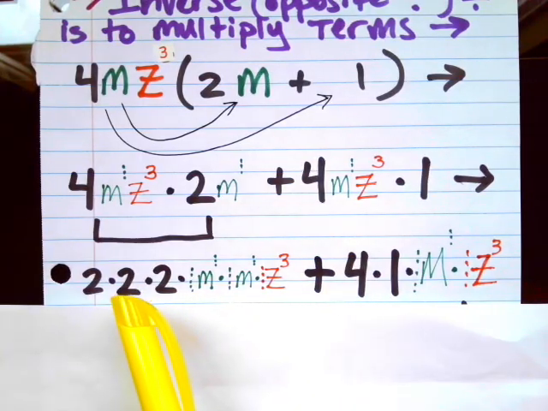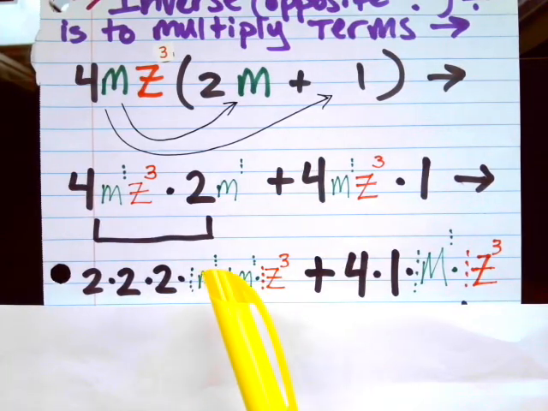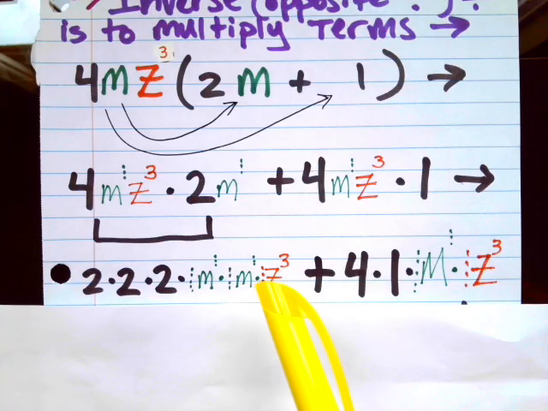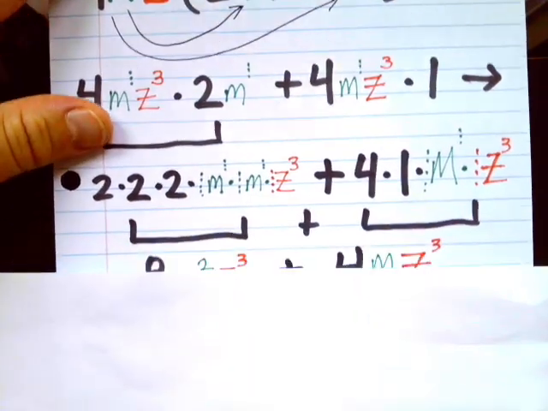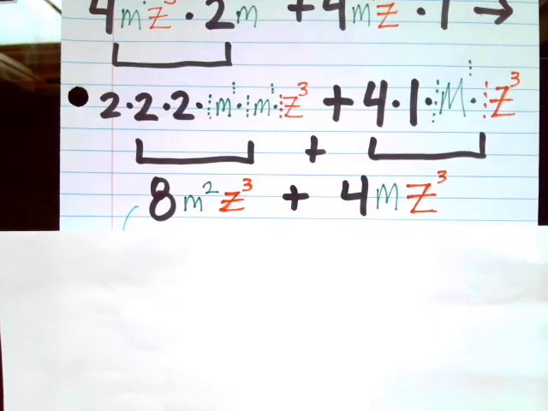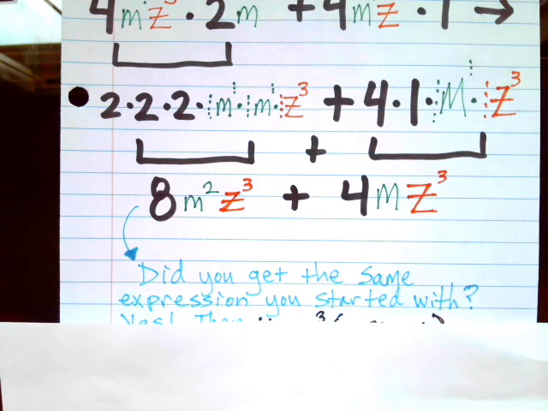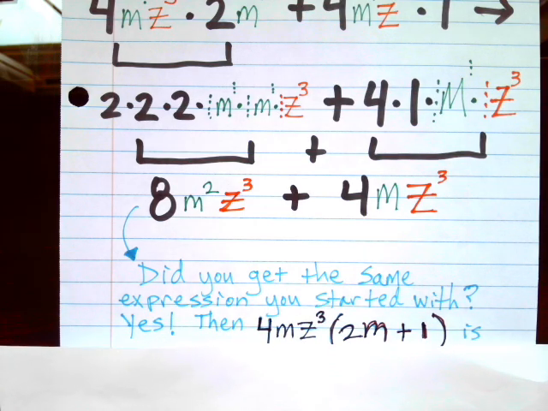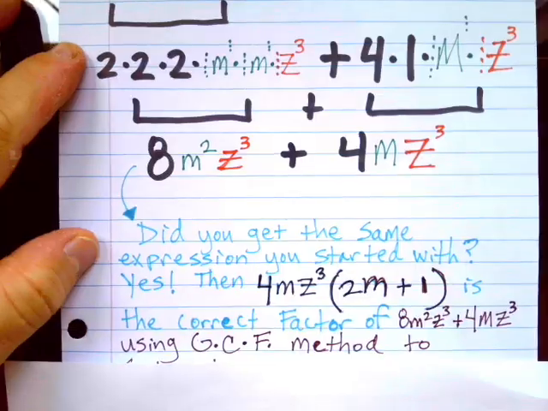2 times 2 is 4. 4 times the 2 is 8. 1 times 1 is 1m. We add the exponents. That gives us m squared times 1z cubed. Is this the same term that we started with? 8m squared times z cubed plus 4mz to the third power. Did you get that same expression you started with? Then yes. 4mz cubed times a quantity of 2m plus 1 is the correct factor from the problem we started with.